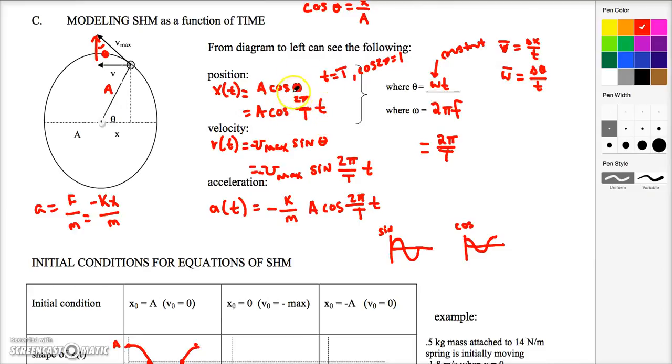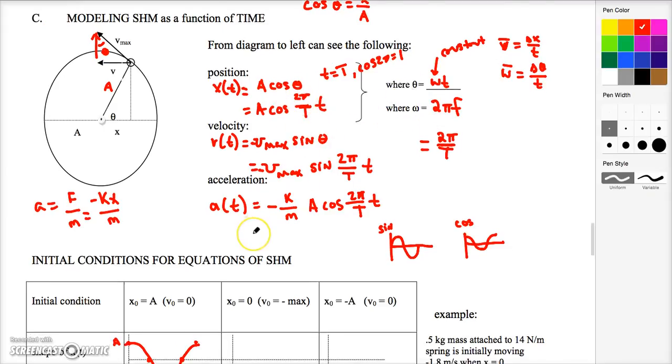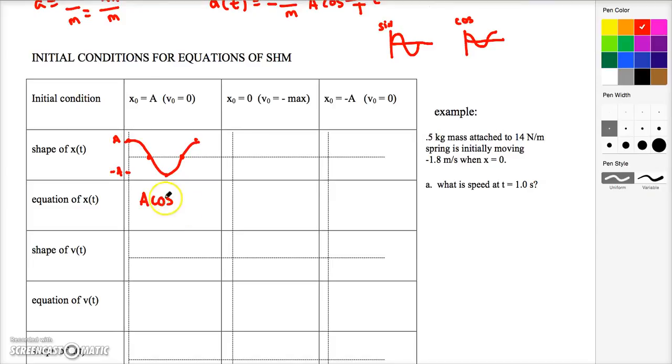Now I'm going to write this 2 pi over T in for omega, so it just looks a little cleaner. So this is just A cosine of omega t. And just realize that you can replace this omega with 2 pi over the period at any time.